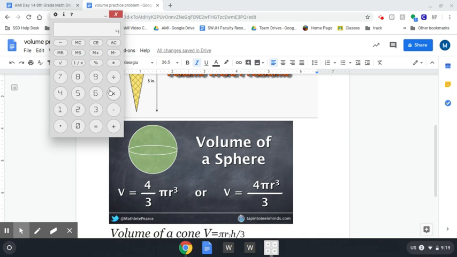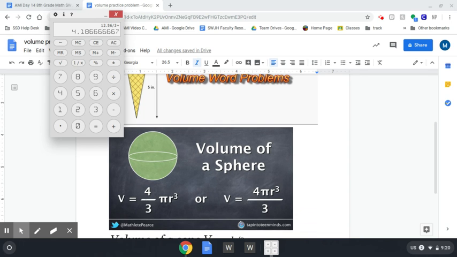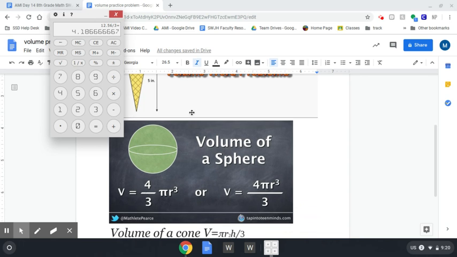So I'm going to do 4 times 3.14, that's the approximation for pi, times 1 cubed. Of course, 1 cubed is 1 times 1 times 1, which is just 1. And then I'm going to divide that by 3, and I'm going to get a volume of approximately 4.19 cubic inches. So now let's go back and let's look at the cone.